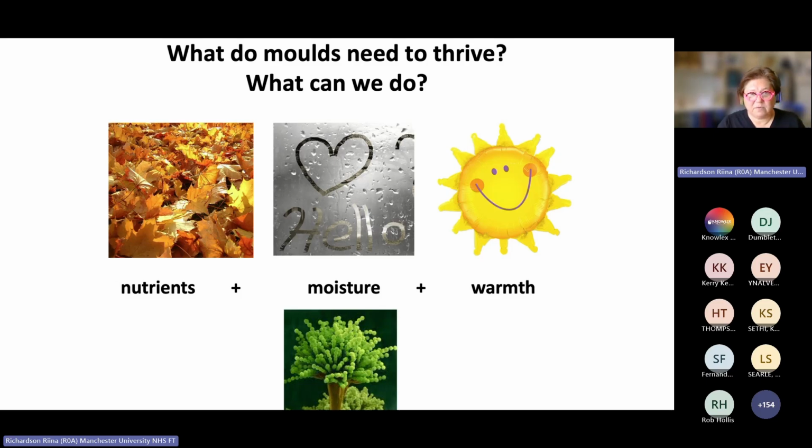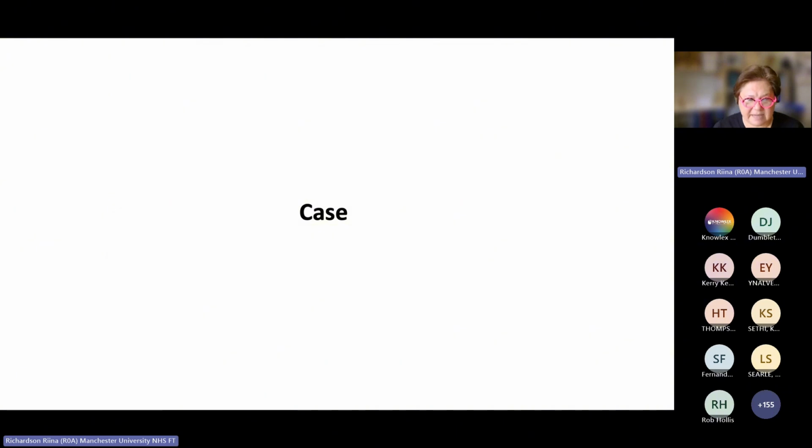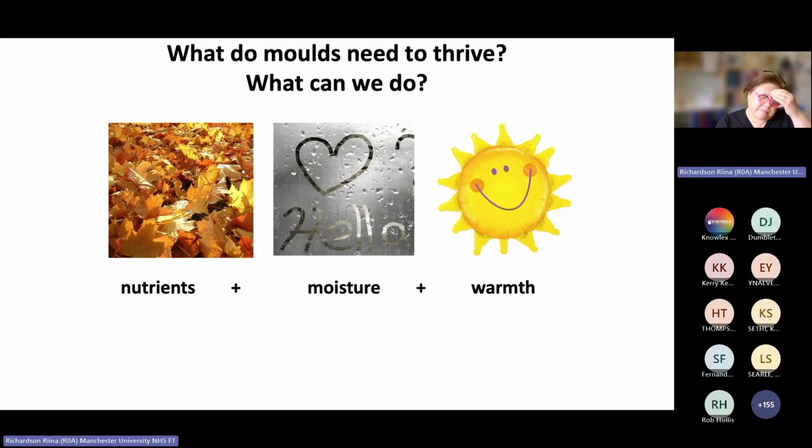So we started from what they thrive on, and the question then is what can we do? I already said the easy thing to remove is moisture. Practically, what we do is we always advise ventilation. In the summer it's easy to say open the windows, but it is critically important in both summer and winter to open the windows.